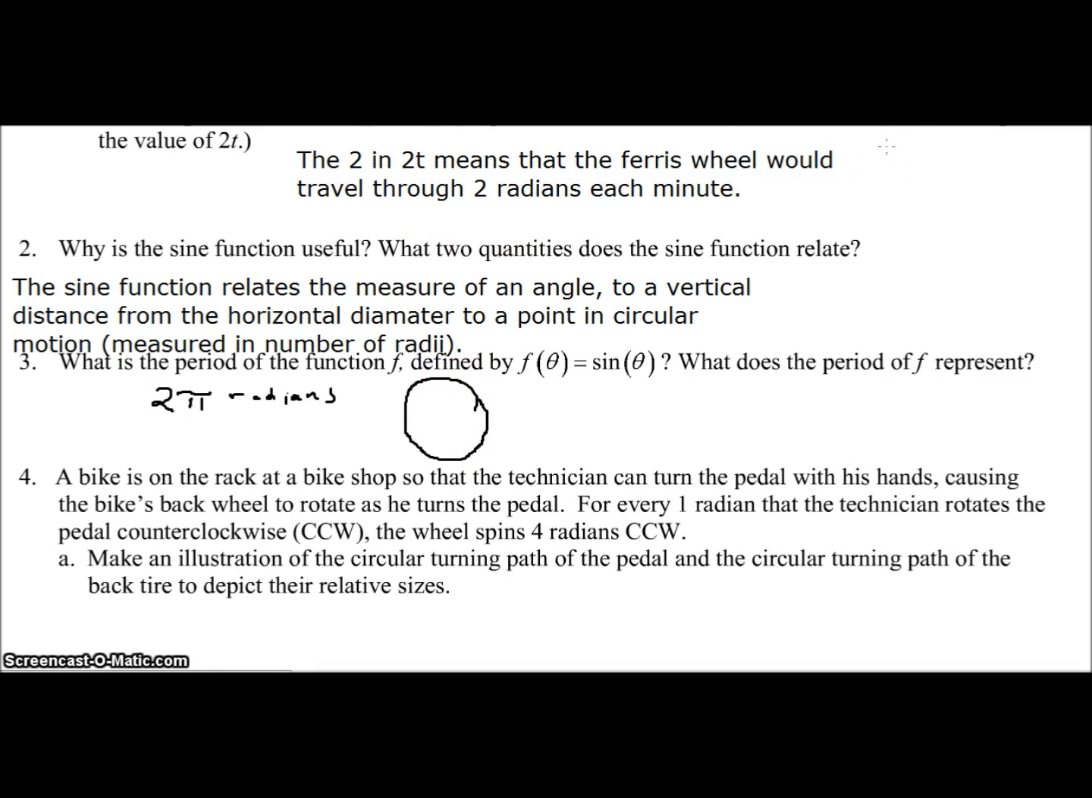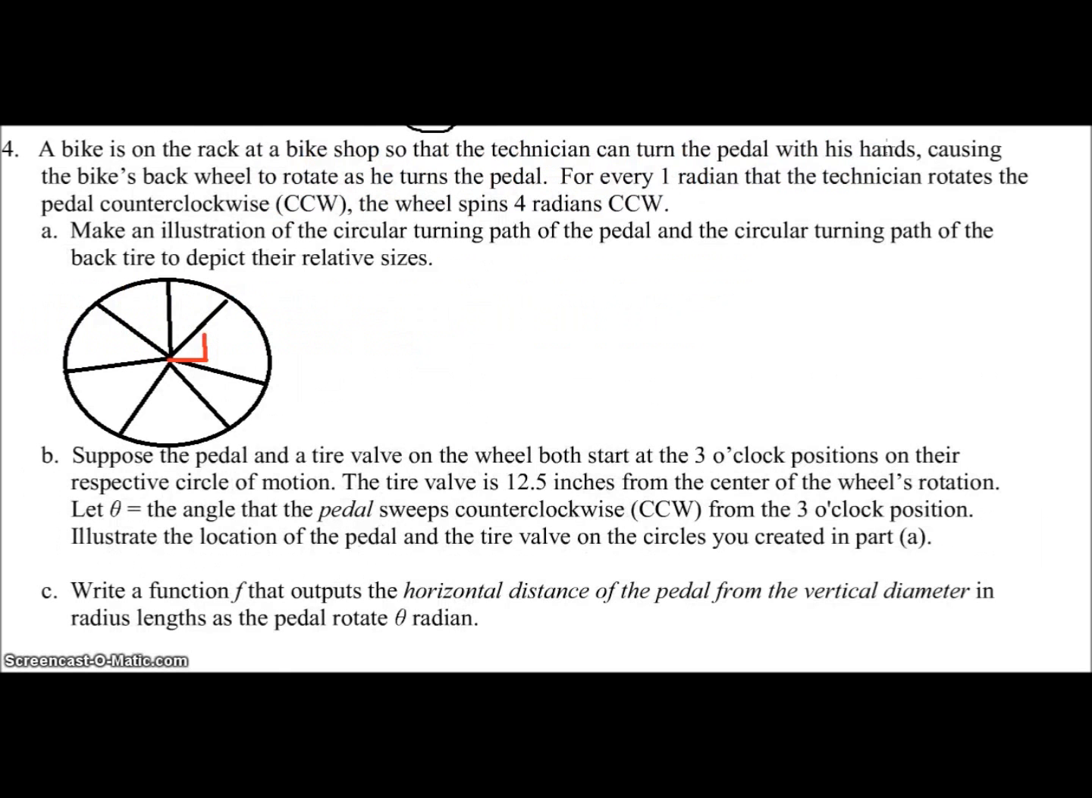A bike is on the rack at a bike shop so that the technician can turn the pedal with his hands, causing the bike's wheel to rotate as he turns the pedal. For every 1 radian that the technician rotates the pedal counterclockwise, the wheel spins 4 radians counterclockwise. Make an illustration of the circular turning path of the pedal and the circular turning path of the back tire to depict their relative sizes.